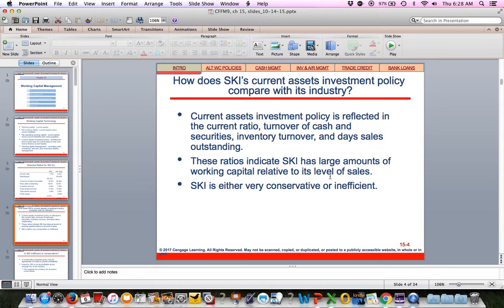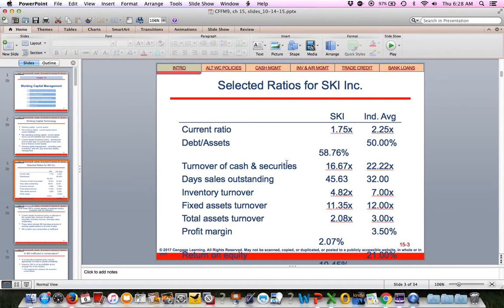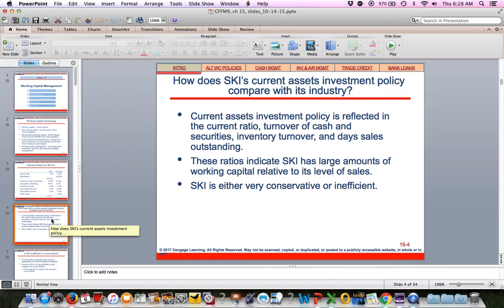These ratios indicate that Ski has large amounts of working capital relative to its level of sales. They're either very conservative or inefficient, and we don't really know without maybe asking some questions. It's possible that they have deliberately chosen to hold high levels of certain current assets for a reason. We don't know that just by doing an analysis. You can always ask the question if you can, but we'll just look at it from that perspective of they're either being really conservative in their approach or just simply inefficient in their approach.